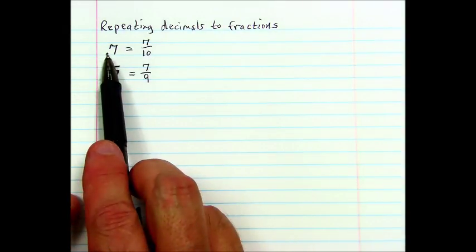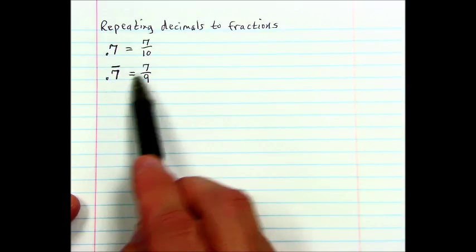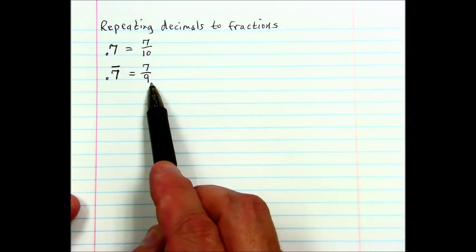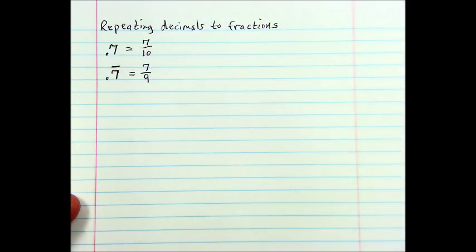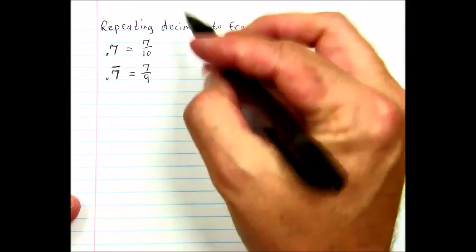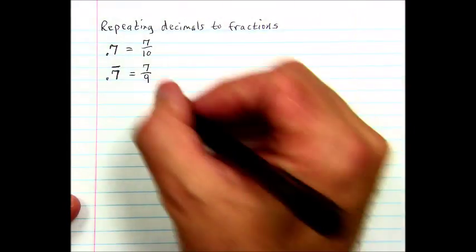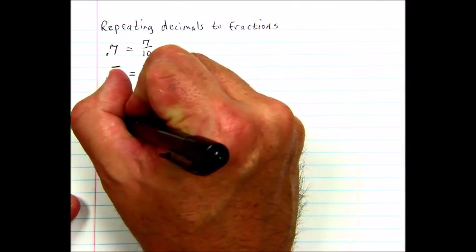Look at the difference here. 0.7 not repeating is 7 tenths. 0.7 repeating is 7 ninths. So it's not the same with every single decimal? Every repeating decimal, mostly. There are a few exceptions, and we'll talk about that in a minute. But it's really that simple. Then you have to reduce your fraction if you can. These don't reduce, so you're done. But let's talk about some that you have to reduce.